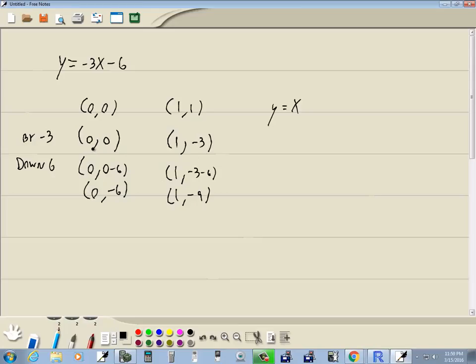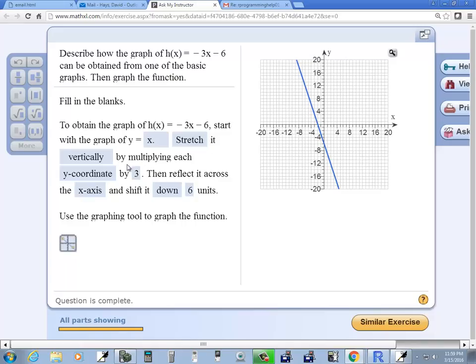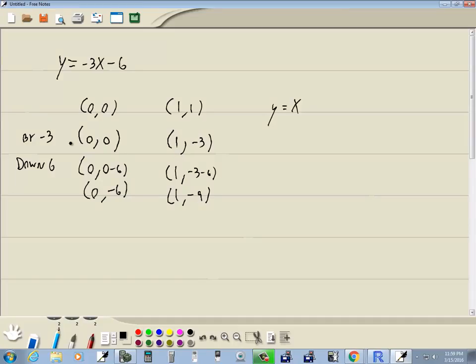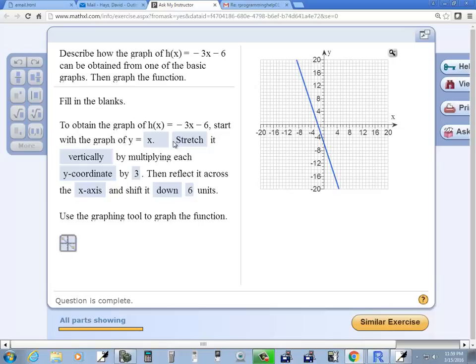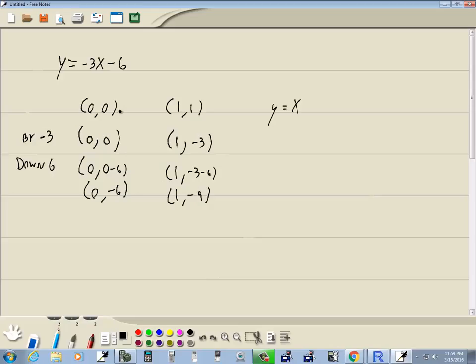Now, it's much easier to do it the way I'm just doing here than try to think about the stretching. You see how here they talk about stretch it vertically by multiplying each y coordinate by 3. Don't even think about the vertical stretching and so forth. All you do is multiply by negative 3. Now I know the negative will affect it. They probably talk about that here. Reflects it across the x-axis, shifts it down 6. But I find it easier when you're working with lines, just go ahead and apply this number through and then do your shifts.